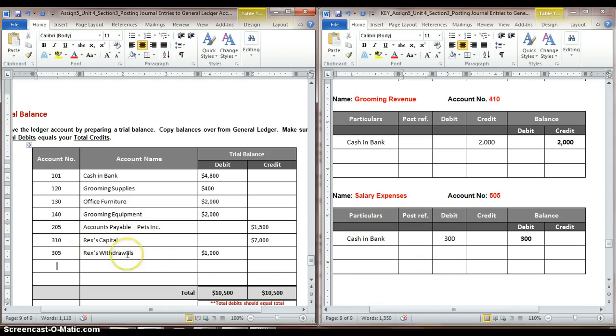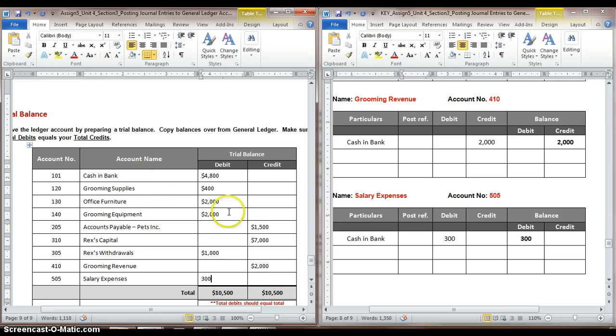Next we have a revenue account, 410, grooming revenue. Remember, our revenue balance is over on the credit side. So it looks like we increased our revenue by 2,000. And then last but not least, we have account number 505, salary expenses, and that has a debit balance of $300.